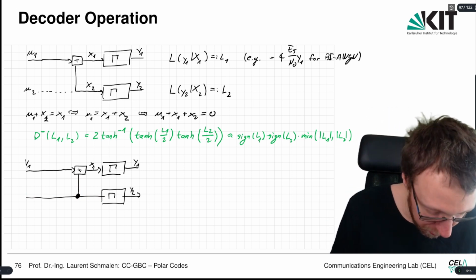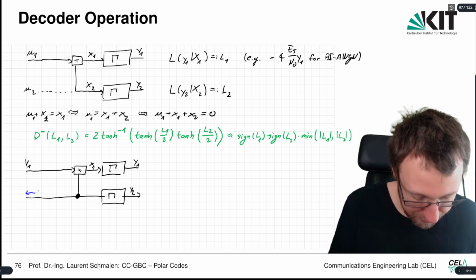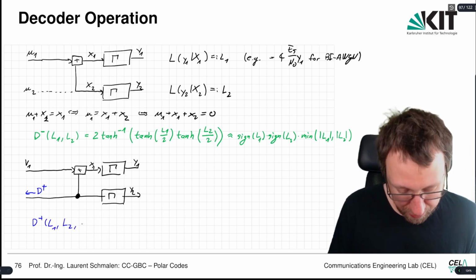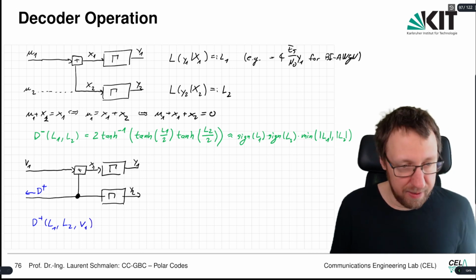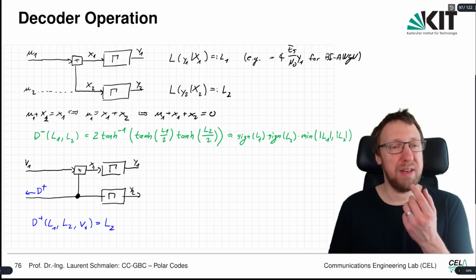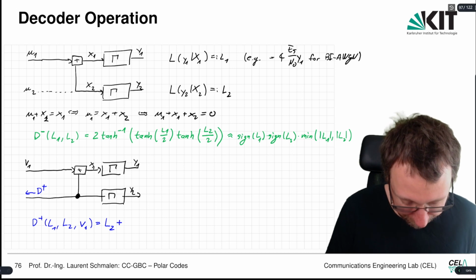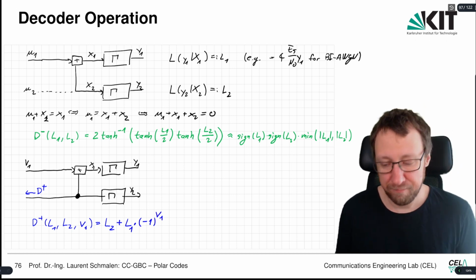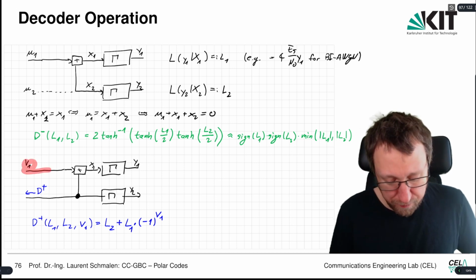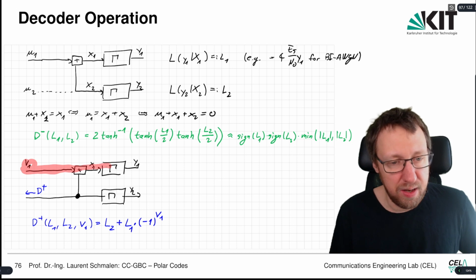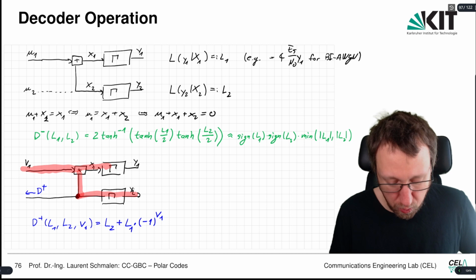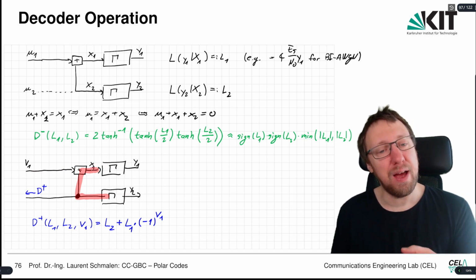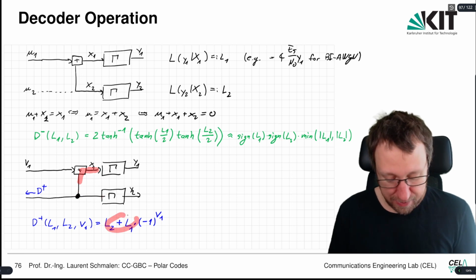So we can calculate the outgoing message, this blue color, D plus here. D plus depends on L1, on L2, and on V1. And this is just L2. We take the log likelihood ratio of the second channel plus L1 times, and now we need to take care of the sign, minus 1 to the power V1. Why is this? If V1 is equal to 0, this has no effect. It means that X2 should be the same as X1. If V1 is equal to 0, X1 and X2 are the same, and Y1 and Y2 should be the same. So we add the log likelihood ratios.